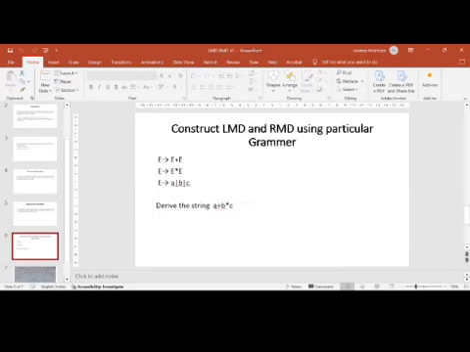Okay, here we have taken one grammar, to see how we are going to construct the leftmost derivation and rightmost derivation using a particular grammar. This is the production rule and this is the string. We will solve it, then we can understand what is actually going on and how to solve this, right?